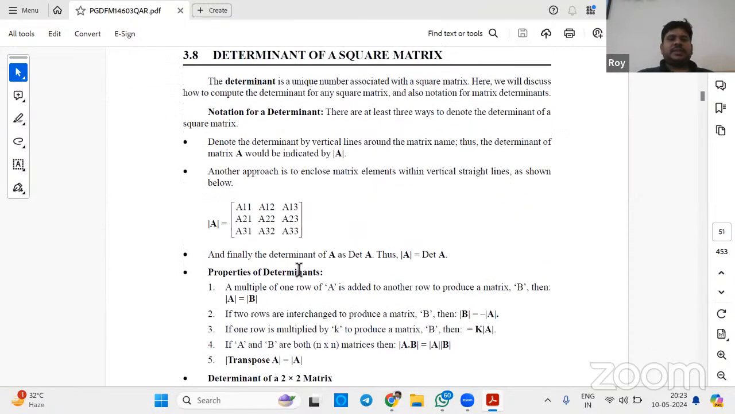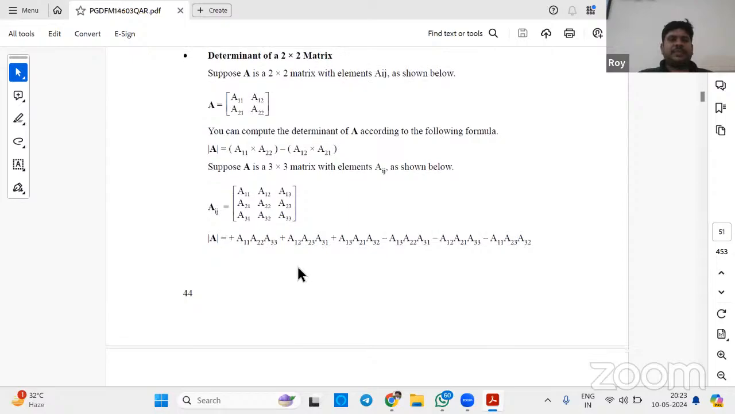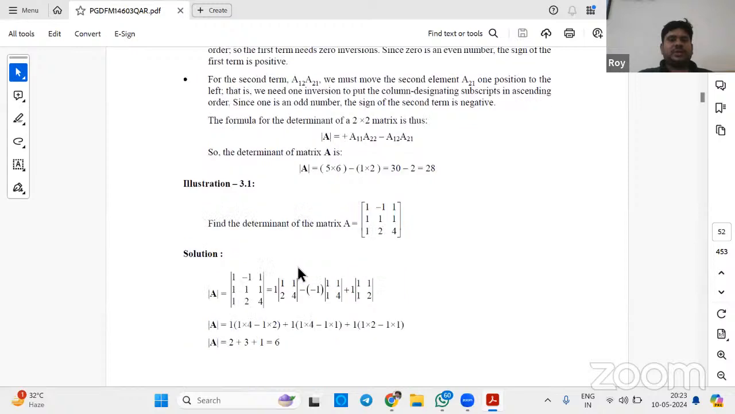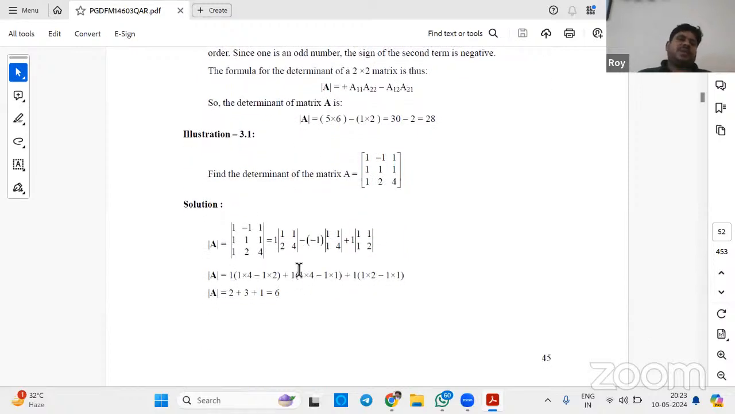And the determinant of the square matrix. How to calculate the determinant? Directly, let us go into the example. Now see, find the determinant of the matrix A: 1, minus 1, 1; 1, 1, 1; 1, 2, 4. Here, how to calculate the determinant? 1 into the determinant of 1 1, 2 4. Next, minus 1 into the determinant of 1 1, 1 4. And plus 1 into the determinant of 1 1, 1 2.